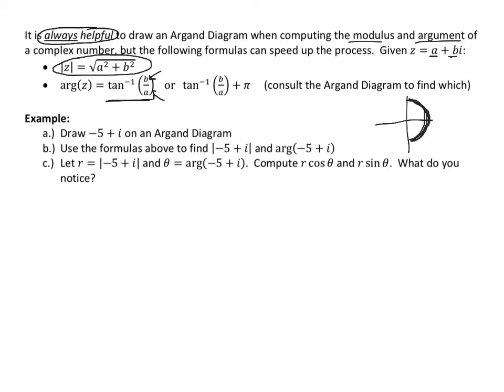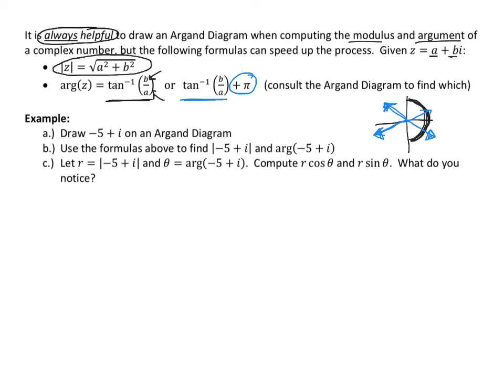So what happens when your complex number is in the second or third quadrants? When that happens, you need to do the inverse tangent and then add pi to it. So if you got the first quadrant version, you can add pi to get the third quadrant version. If you got the fourth quadrant angle, you can add pi to get the second quadrant angle.